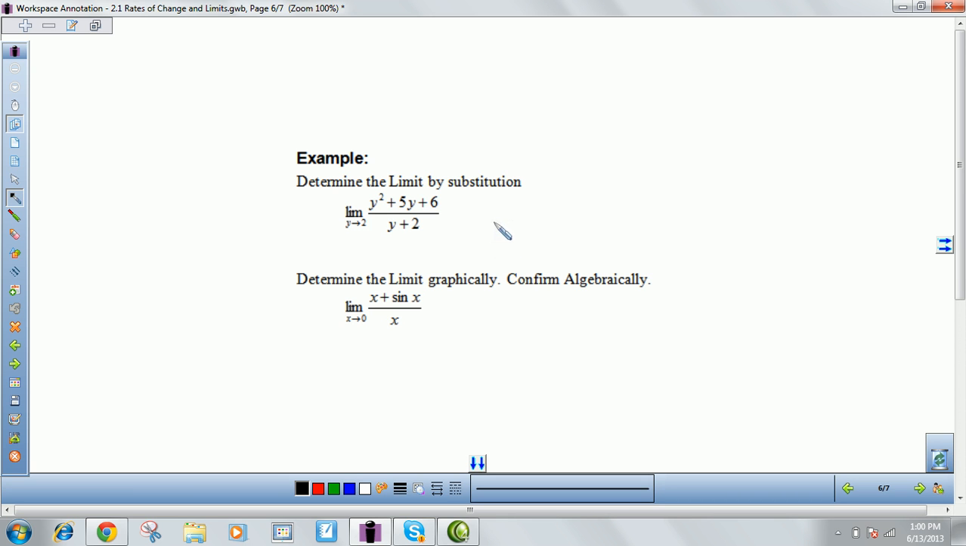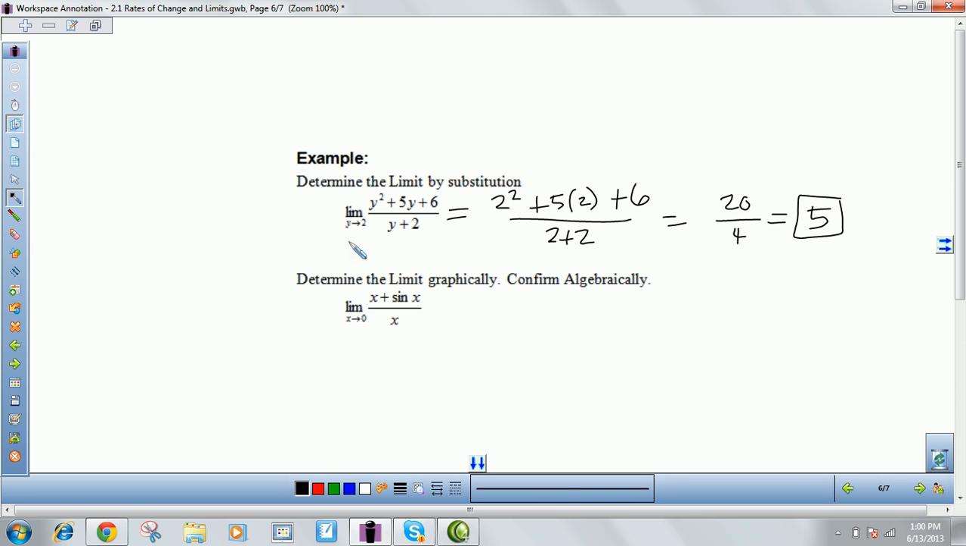All right, let's take a look at a couple examples here. The first one, just plugging it in. If you want to try this on your own, you can. It's not really that difficult because all you're doing is plugging 2 in for y. So you get 2 squared plus 5 times 2 plus 6 all over 2 plus 2. So that gives you 4 plus 10 plus 6, that's 20 over 4. And then that limit is 5.